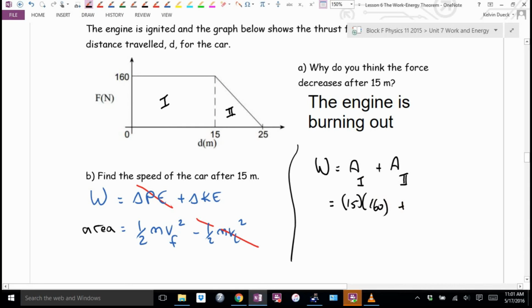Plus, Andy, what's the area of a triangle equation? By the way, if you want to, you can make a little note here. Length times width. What is a triangle? Base times height divided by 2. So in our particular example, the base is from 15 to 25, 10. The height is 160, divided by 2. How much work, how much energy did the rocket engine give to this rocket car?